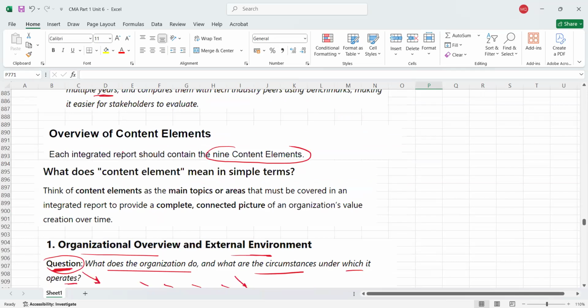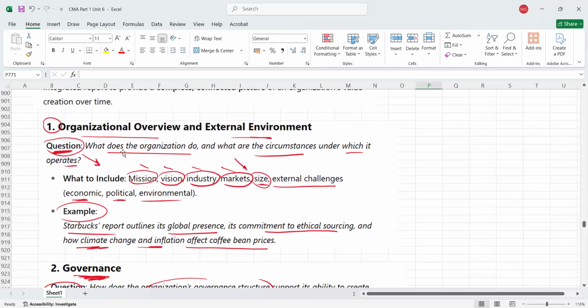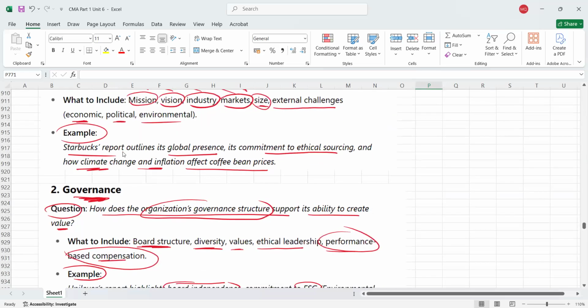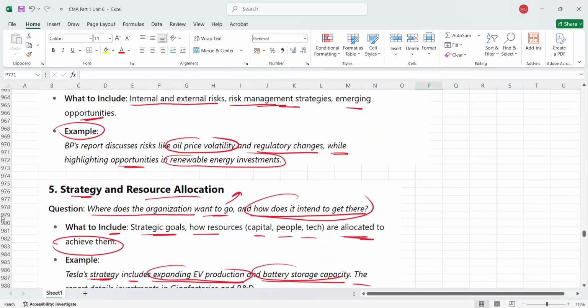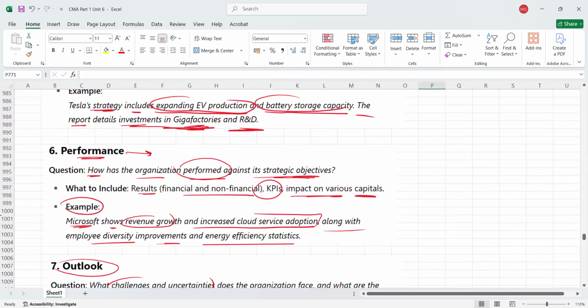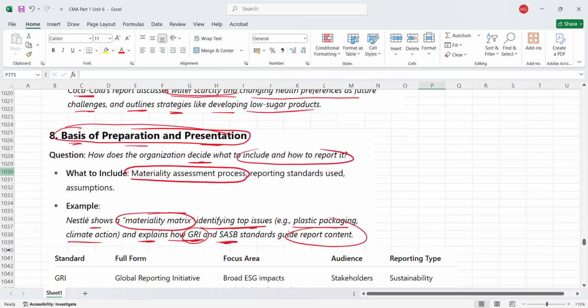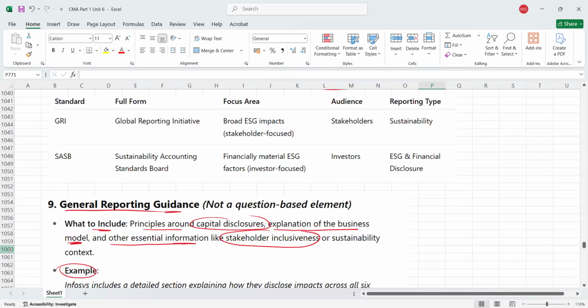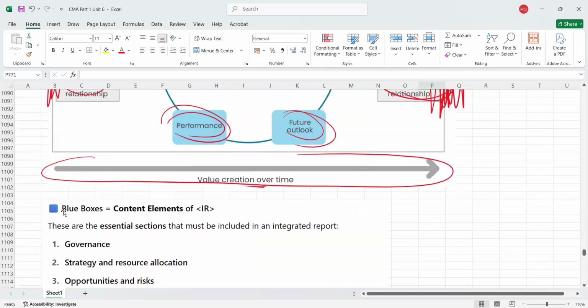But here we discussed the content elements. Content means the sections, how many sections you have to include. That I have told you: the first section on organizational overview and external environment, second about governance, third could be business model, fourth about risks and opportunities, fifth strategy and resource allocation, sixth performance, seventh outlook, eighth basis of preparation and presentation, like which standards you are following. The ninth section must be general reporting guidance, some other important information that must also be included. This is what I have already explained. Okay guys, so I hope it is clear.